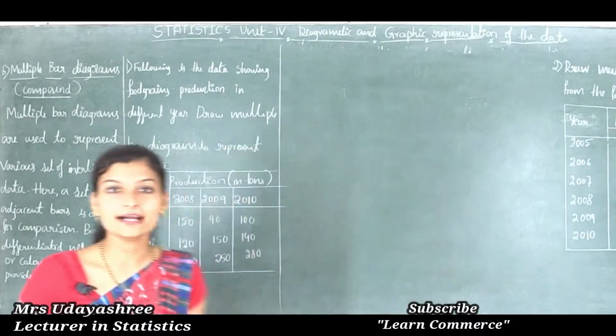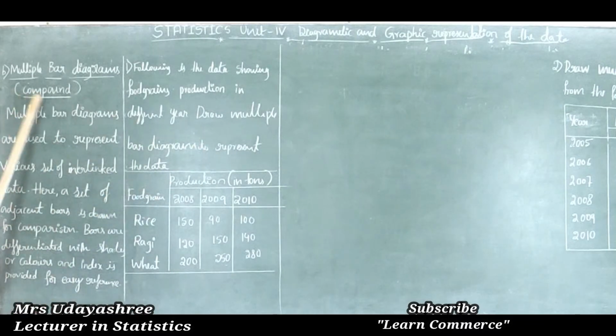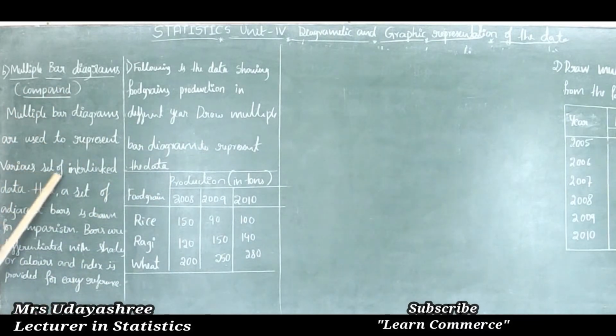See, multiple bar diagram is also known as compound bar diagram. Multiple bar diagrams are used to represent various sets of interlinked data. Here a set of adjacent bars is drawn for comparison, and bars are differentiated with shades or colors, and an index is provided for easy reference.